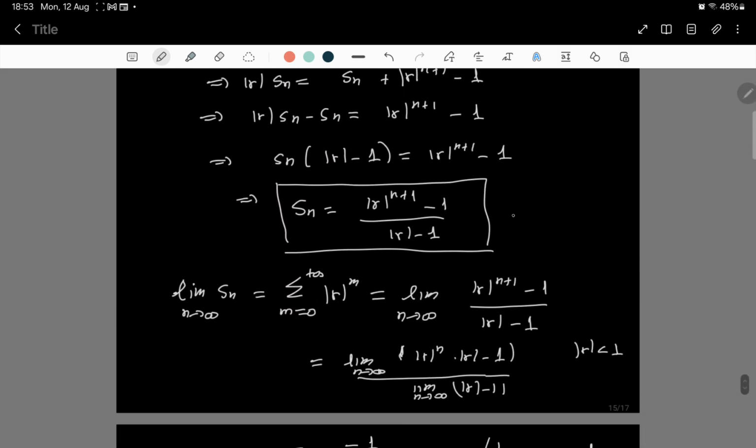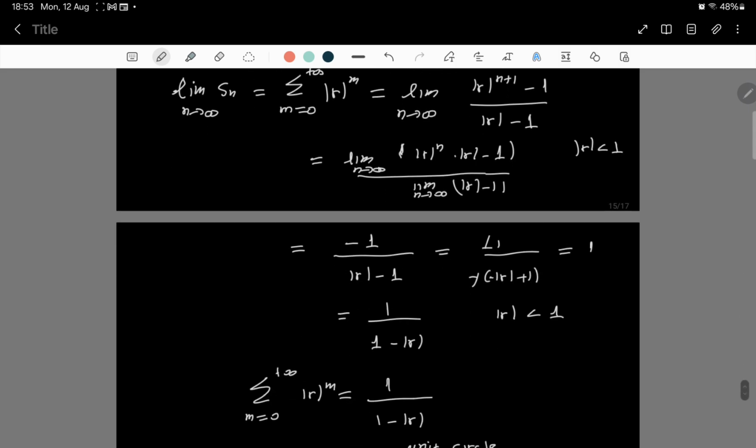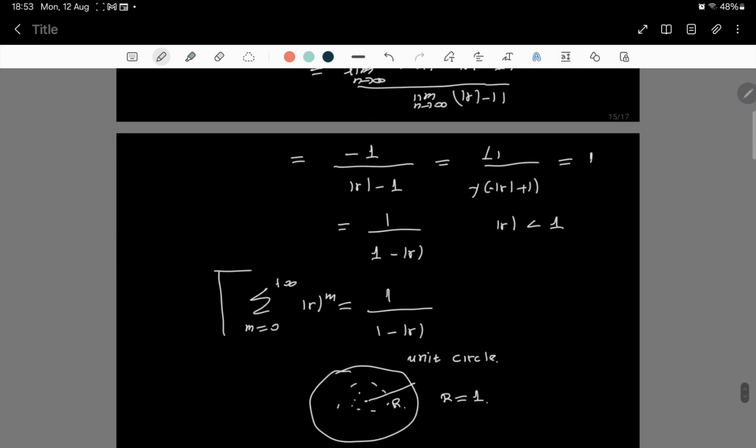So this is the first one, and the second one for the infinite series is this one. Two important formulas, and we have showed how to derive these formulas explicitly.